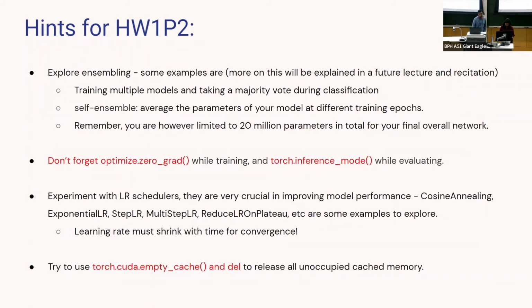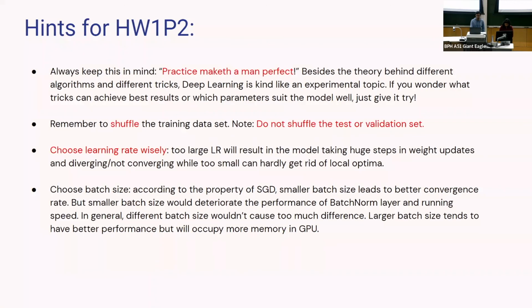Ensembling is another topic. There have been a few posts already on Piazza that asked about this, but you can train multiple models to see if. Oh, question? Yeah. Previously, what would happen if I shuffle the test set?